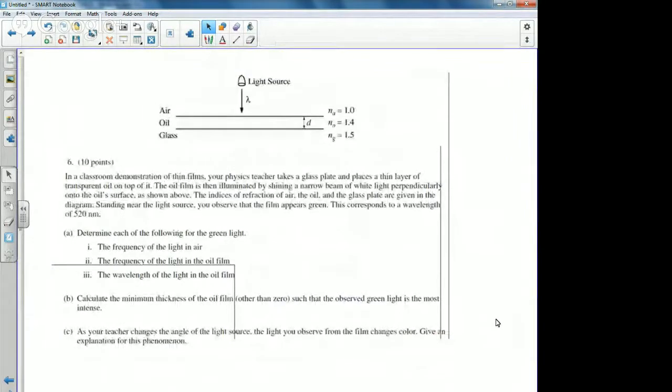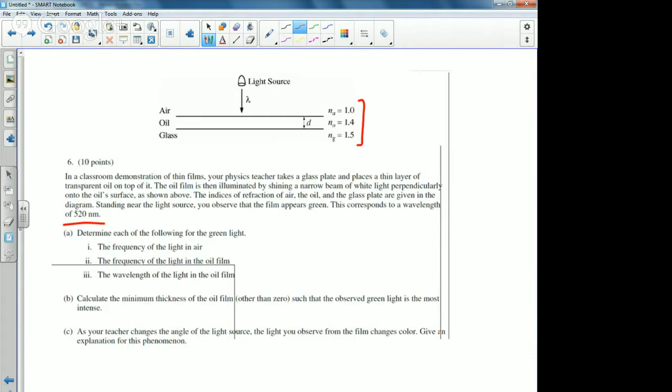Okay, so in your practice exam, number 6. I'll go over number 6 quickly. Key words here: they give us that the wavelength of light is 520 nanometers, and they give us each of the indices of refraction.